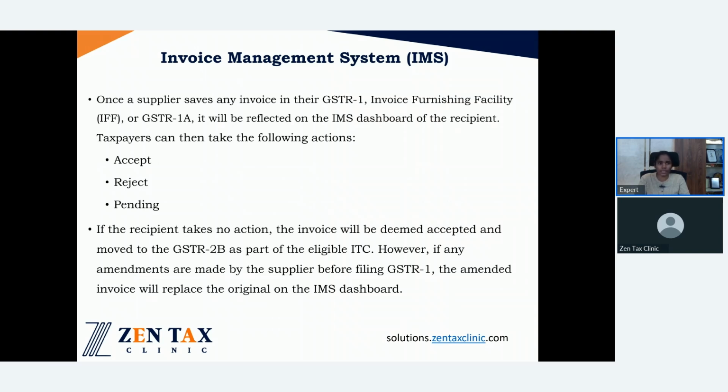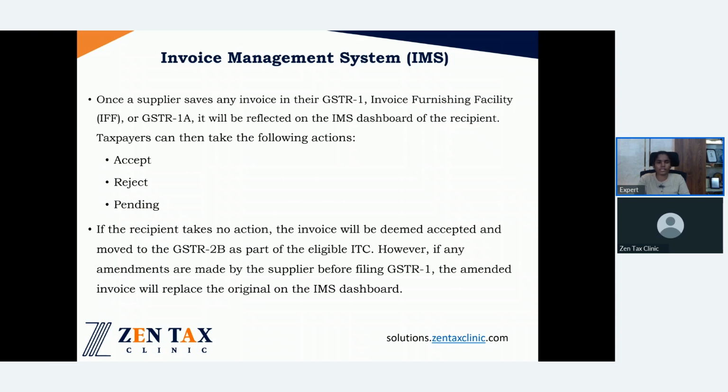Now, once they reject, this ITC will never be displayed or reflected in their eligible ITC in GSTR 2B. Pending: the recipient can group invoices under pending to come back to them later and decide, but make sure that the recipient takes an action before the last date to claim ITC as per section 16(4). That is, as we saw earlier, 30th November from the end of the financial year to which the invoice pertains, or the date of filing the annual return, whichever is earlier.